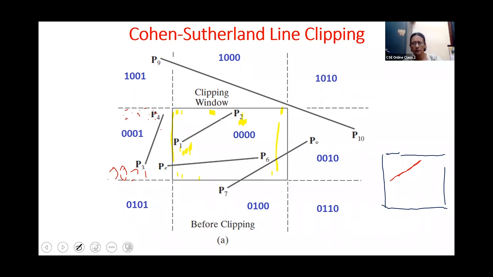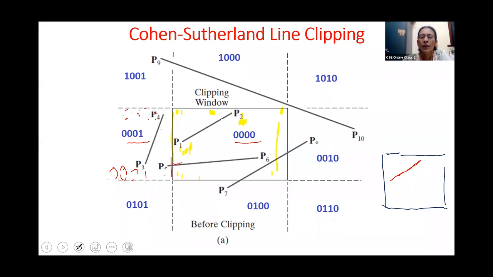Now you take this line P5, P6. What is the code for P5? Since it is falling in this region, the code would be 0, 0, 0, 1. For P6, since it is falling within the clipping window, the code is 0, 0, 0, 0. That means P6 is falling inside the clipping window. And for P5, since the code is not 0, 0, 0, 0, it falls outside. That means some point of intersection is there with one of the boundaries. We have to calculate that.